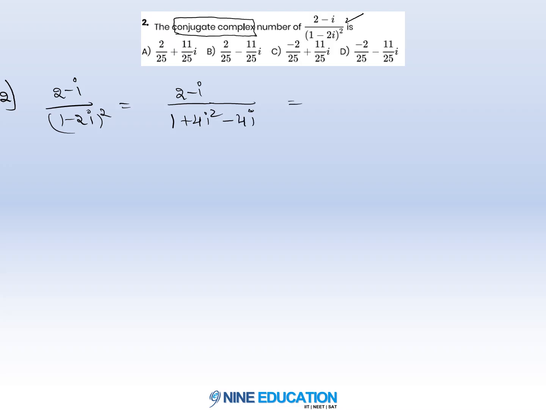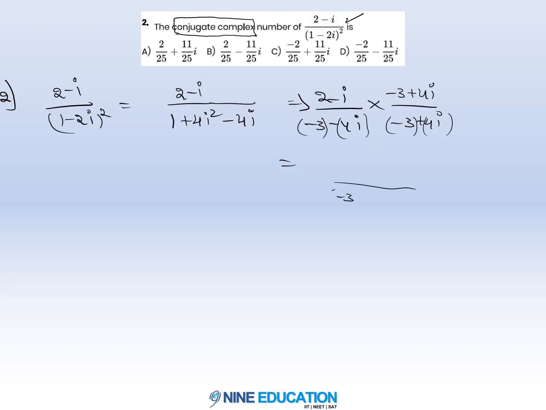So 2 minus i divided by, i square is minus 1, so 1 minus 4, minus 3. Minus 3 minus 4i it is. So for division of complex numbers, divide and multiply with the conjugate of the denominator. The conjugate of the denominator is minus 3 plus 4i, by minus 3 plus 4i. The denominator is in the form a minus b into a plus b, so we can write it as a square minus b square, which is minus 3 whole square minus 4i whole square.